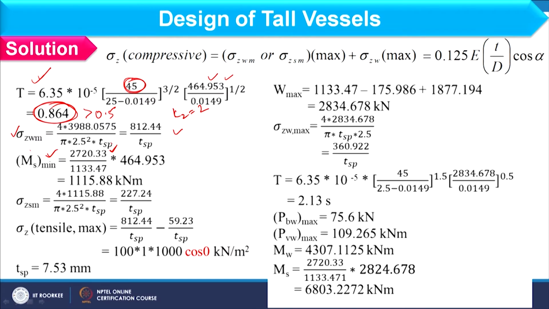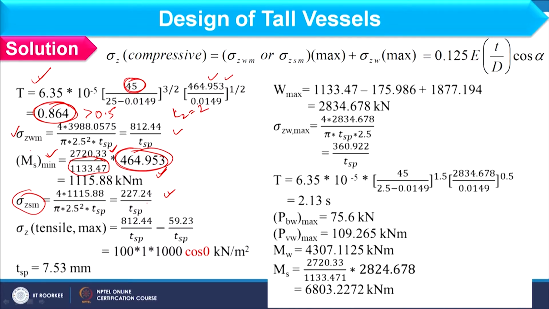Okay. And if you consider the previous lecture, there we have calculated this bending moment considering the total load, and now we can divide this by total dead load and multiply it with minimum weight. Okay. So, considering this, MS minimum can be obtained as 1115.88 kilonewton meter. Stress due to this can be obtained as 227.24 by TSP, right.